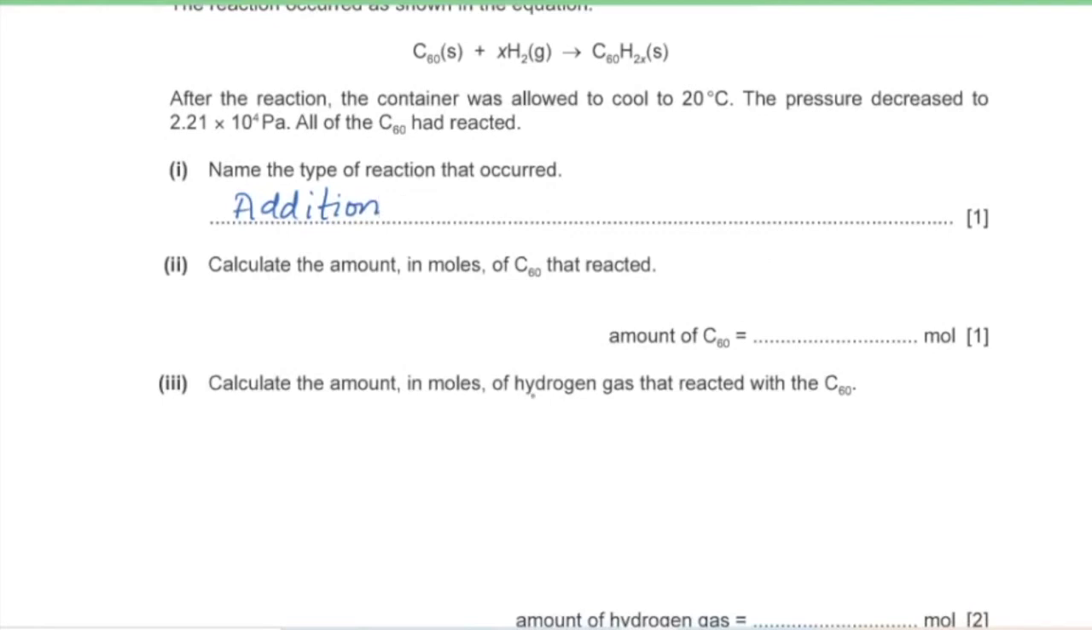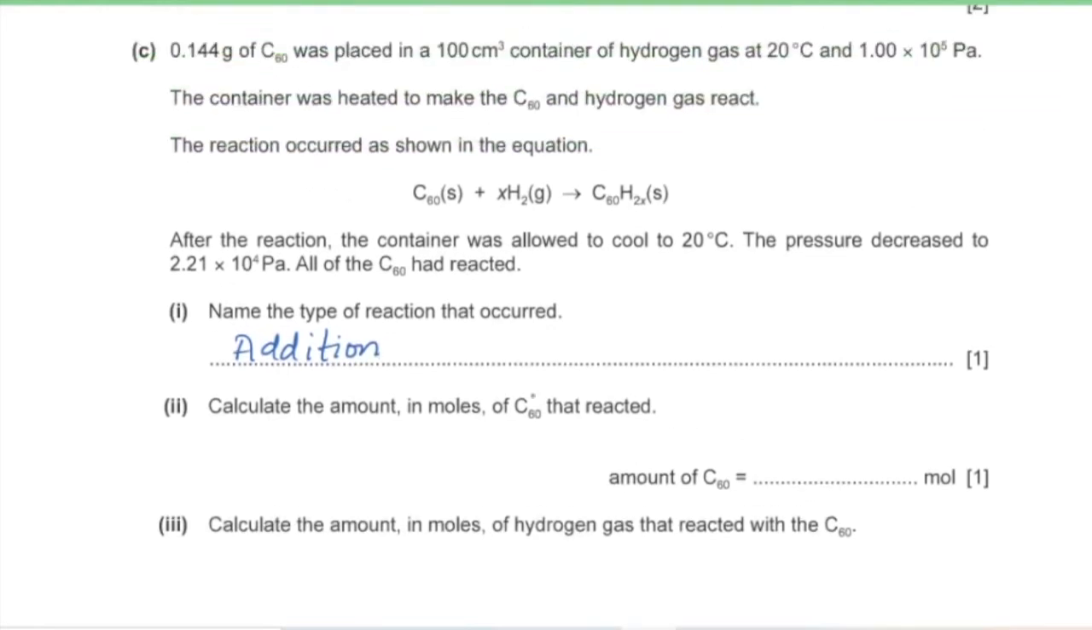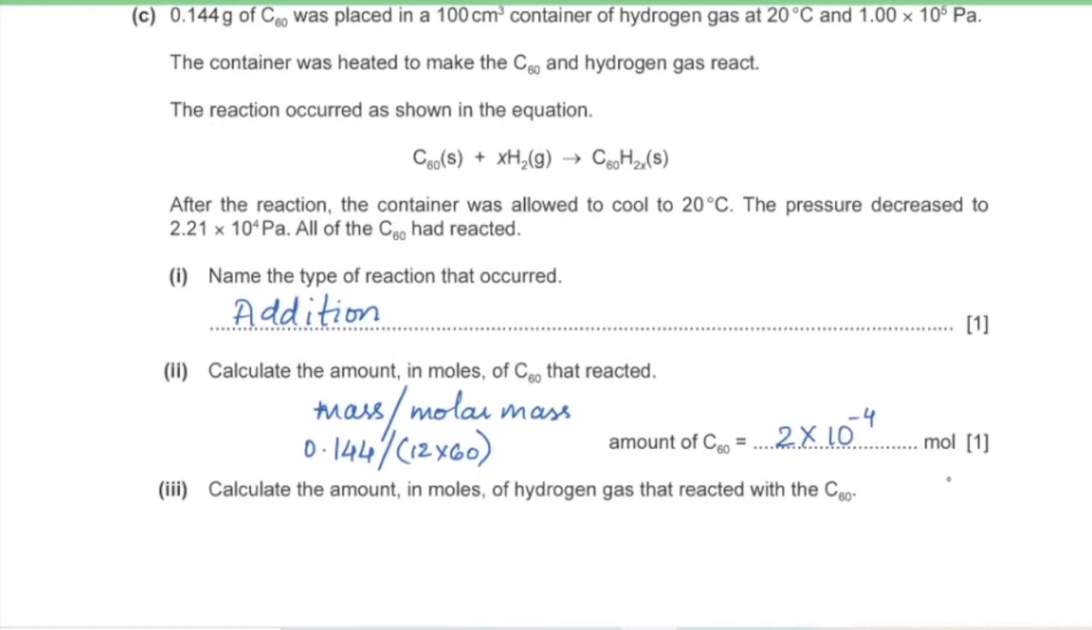Part 2, calculate the amount in moles of C60 that reacted. So moles of C60 is going to be the mass of C60 divided by the molar mass of C60. The mass of C60 being used in this part of the question is 0.144 grams divided by the molar mass of C60, which is 12 into 60. And hence we have the amount of C60 as 2 into 10 to the power of negative 4 moles. So 2 into 10 to the power of negative 4 moles of C60 had reacted with an excess of hydrogen gas.